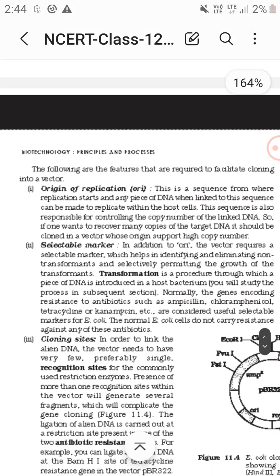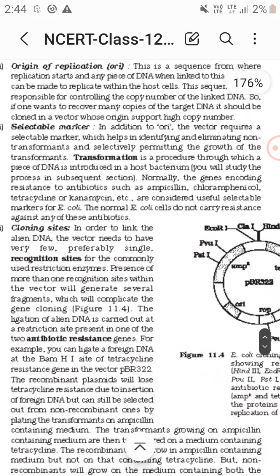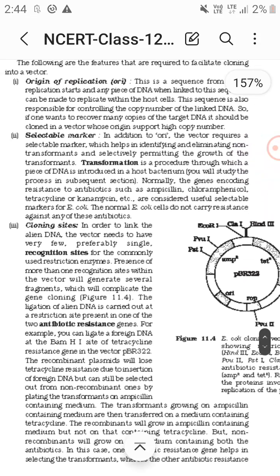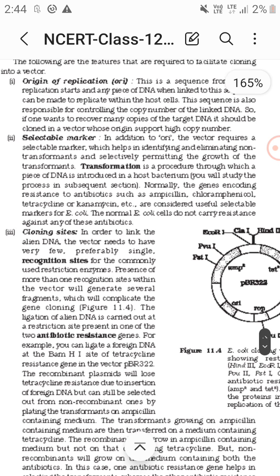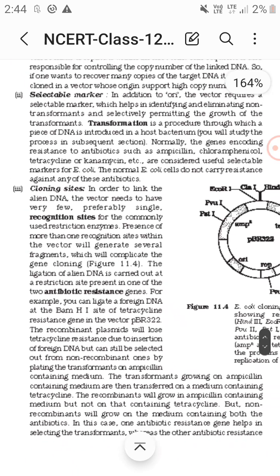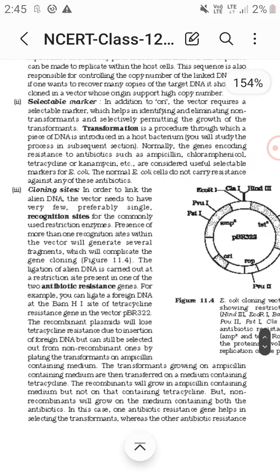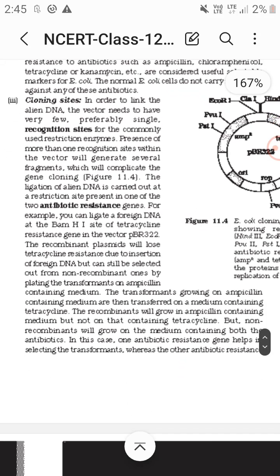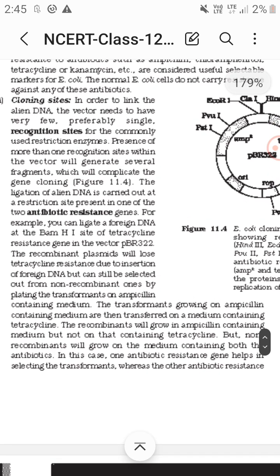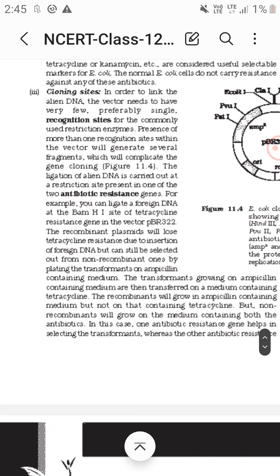The first one is the origin of replication, ORI, that replicates. Now, a selectable marker. There is a procedure called transformation, through which a piece of DNA is introduced into a host bacterium. Normally, the genes encoding resistance to antibiotics such as ampicillin, chloramphenicol, tetracycline or kanamycin are considered useful selectable markers for E. coli. So this is the selectable marker. Then cloning sites. There are recognition sites for commonly used restriction enzymes, preferably single recognition sites. So these cloning sites should be present in the vectors.